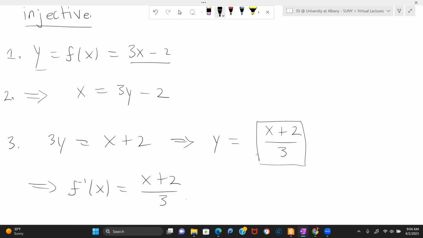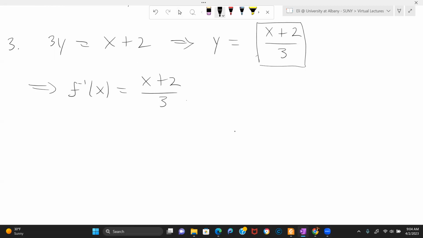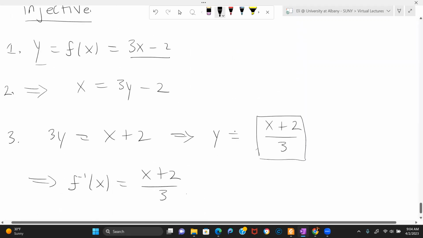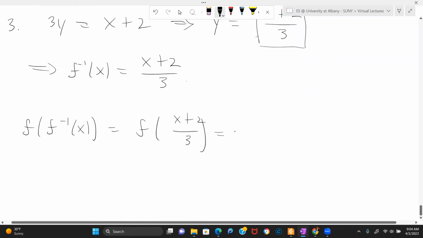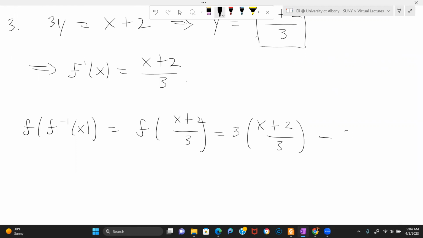So does this actually give us the inverse? Let's actually verify that. So f inverse of x is equal to x plus 2 over 3. Let's verify that they actually do undo each other. So now f of x is 3x minus 2. So evaluating this, it's going to be 3 times x plus 2 over 3, minus 2, right?